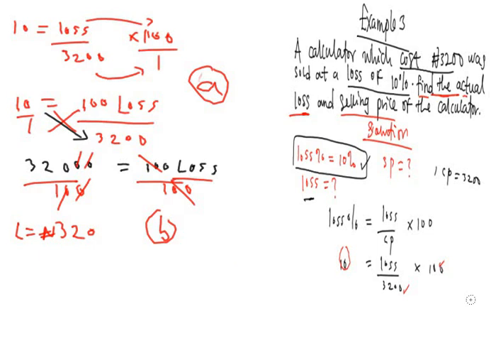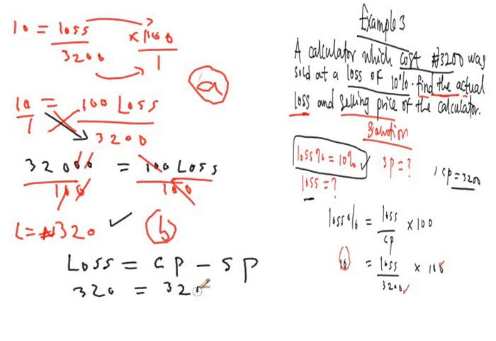So loss is what? Let's use the loss formula since we are dealing with loss. So loss is cost price minus selling price, isn't it? So I now have my loss as 320. My cost price is 3,200. I'm asked to look for selling price, isn't it? So I'll collect like terms. So this 3,200 will come to this side. You know this plus is here. Once it's plus, it becomes minus. So 320 minus 3,200 equals minus selling price, right?